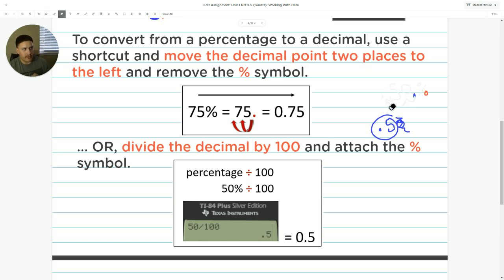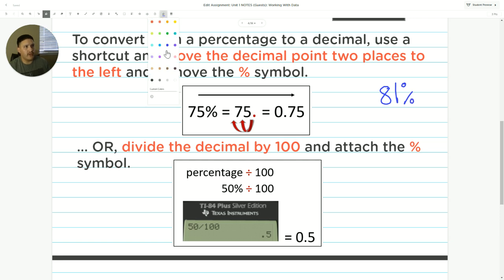Just to show you another example using the shortcut. Let's say I have 81% that I want to change back into its decimal form. I take its current decimal place, move it to the left twice, fill in any zeros that may need to be filled in. In this case, there isn't. So I just simply have 0.81 as my answer without the percentage symbol.